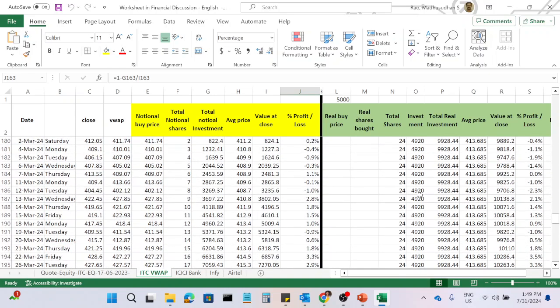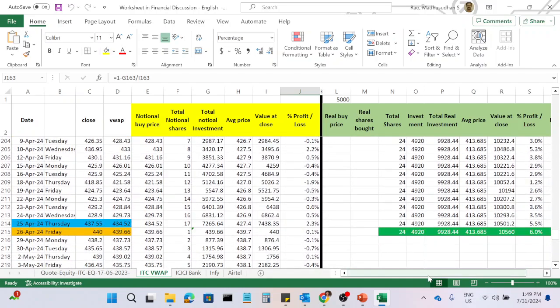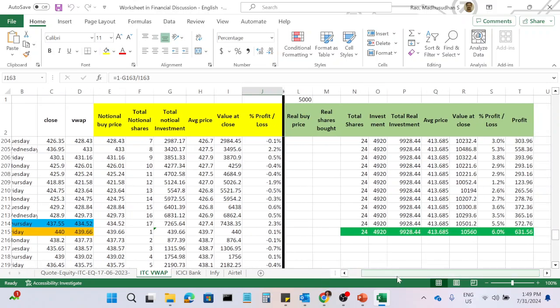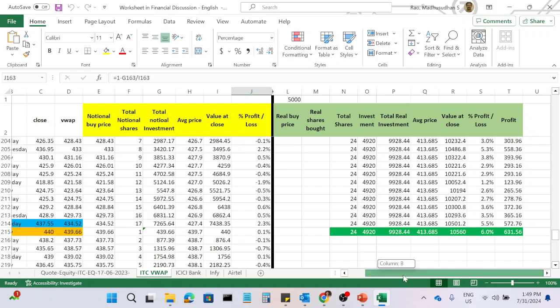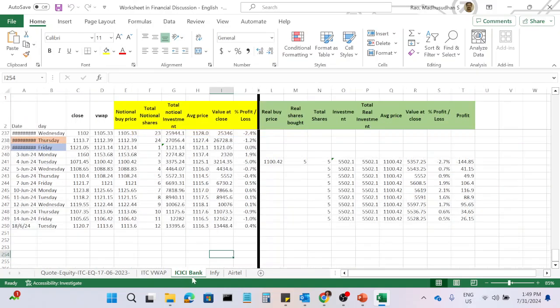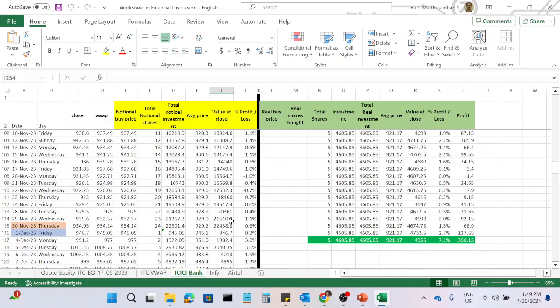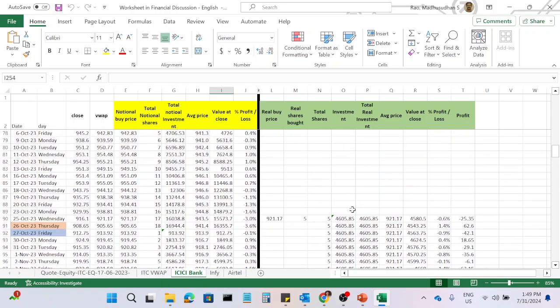And then we held it in March and in April also, and somewhere in the month of April end, we got a 6% profit, and then we booked the profit here. So this is an example which I back tested, and then it is working well. And the same thing I tested for ICICI Bank as well, and also Airtel, Infosys. So everything works pretty good on this.